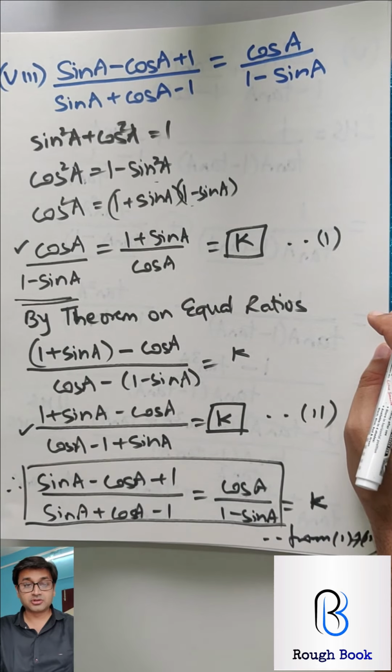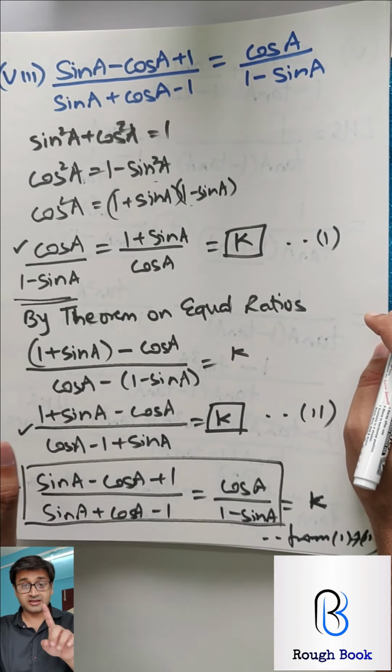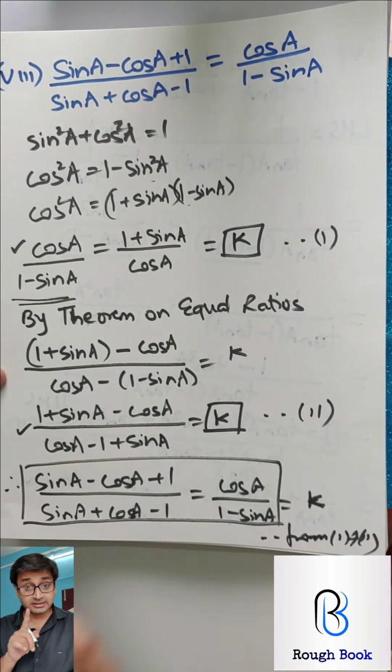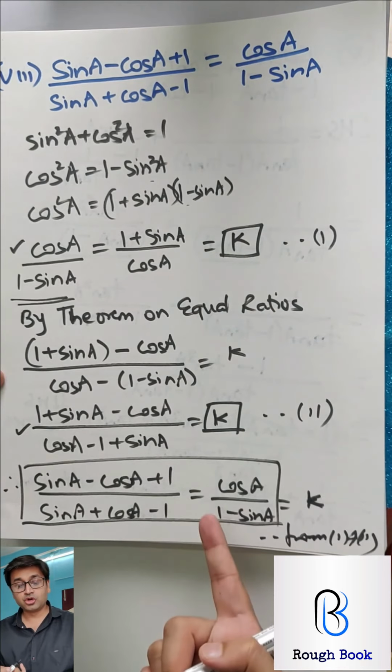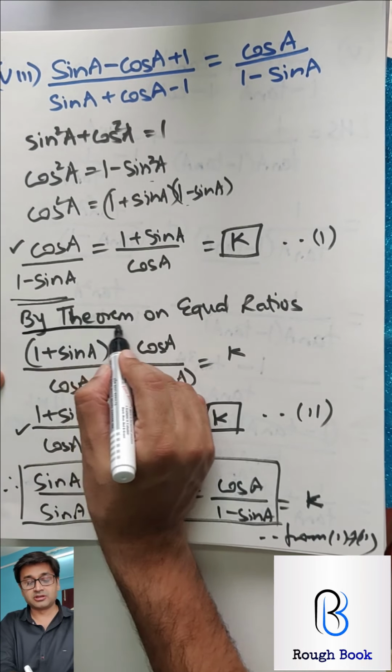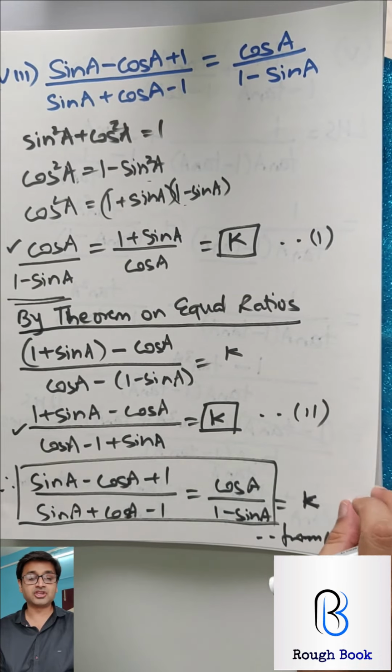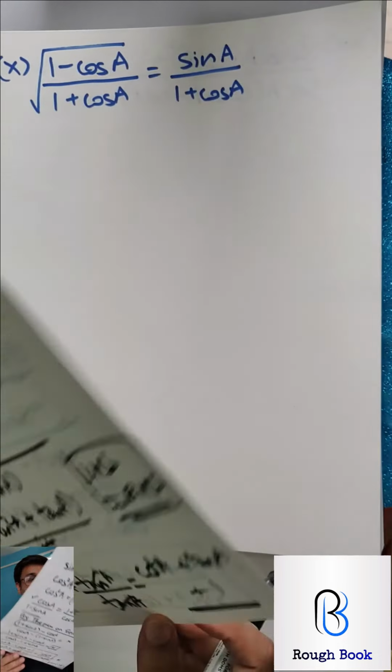There are different methods to do this sum. In the exercise before that, in exercise A, they have given you a solved example with a different method, lengthy and difficult. I am giving you a much easier method by using the theorem on equal ratios. So please adapt to it. It will make your life much simpler. Let's take the next one.